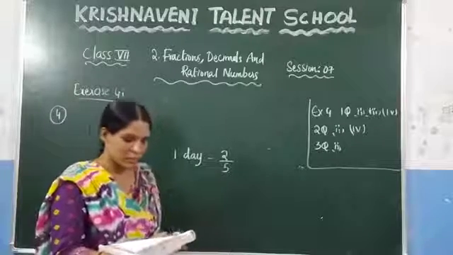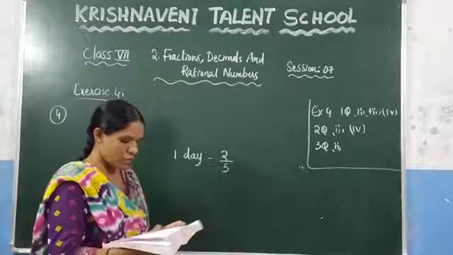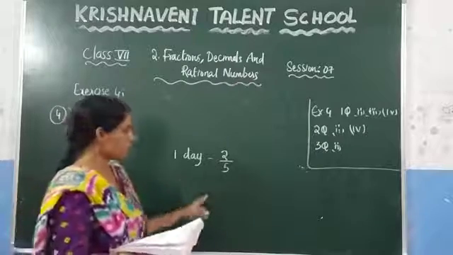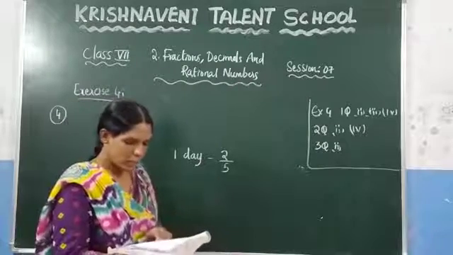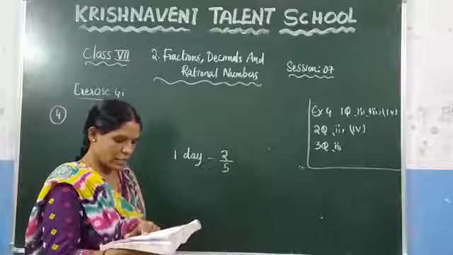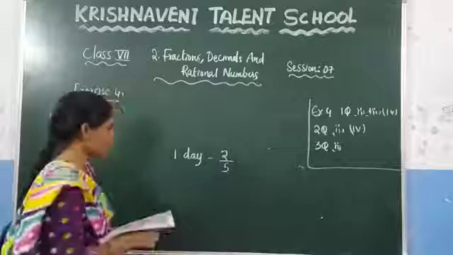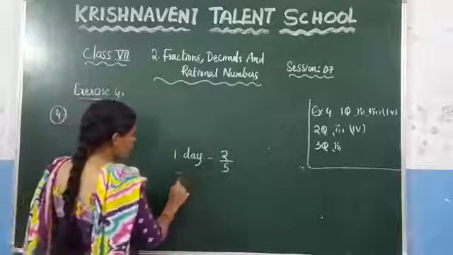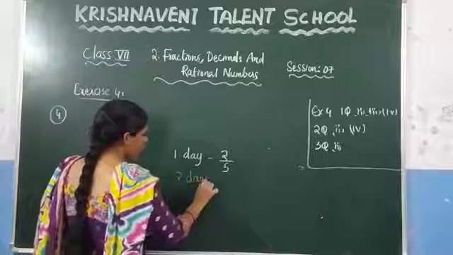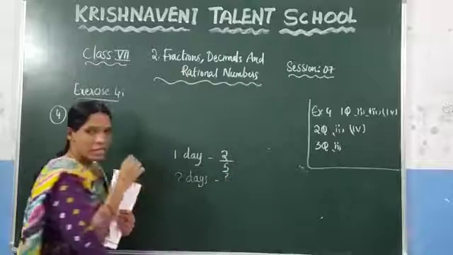Here what they ask: Deepak can paint 2/5 of the house in one day. In one day he painted 2/5 of the house, and if he continues working at this rate, how many days will he take to paint the whole house? That means here you don't know how many days he needs to paint the whole house. You need to calculate that.